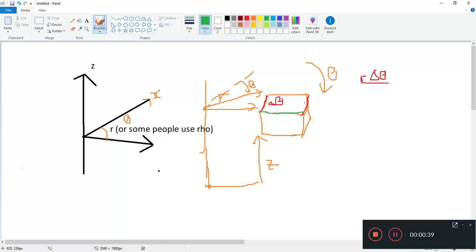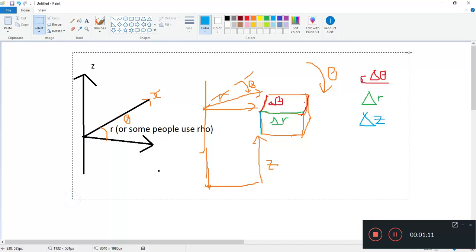So this green length is simply delta r, alright, without any sort of, you don't need to multiply anything. Okay, so this is just delta r. And finally, the last length we want to talk about is this one. Okay, that's quite straightforward. It's just delta z.